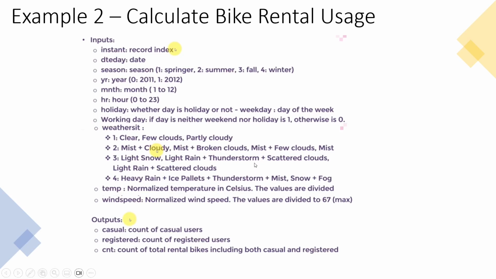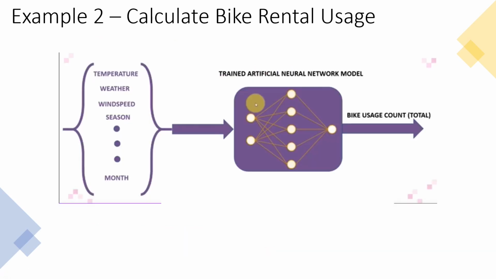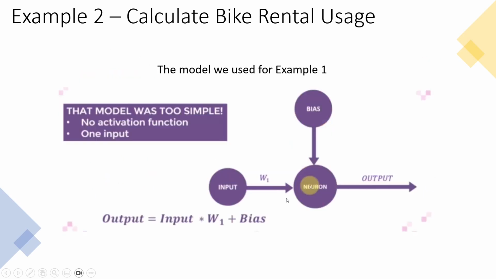That's a regression problem, if you remember from our previous lectures. And we will be solving this regression problem by using neural networks. So these are the inputs we will be feeding to our more complicated neural network. And then we will be getting the bike usage counts depending on the input.